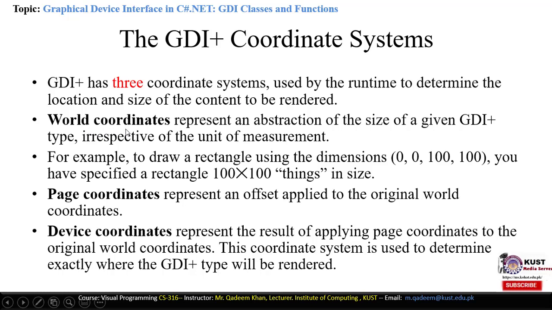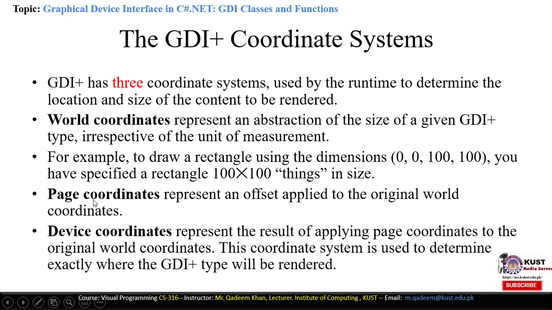First one is called the world coordinate system. The world coordinate system is the abstraction of the size of a given GDI type. The example is this one: the world coordinates represent drawing a rectangle with the dimension 0, 0, 100, 100. So the first point is 0, 0, that is the start of the screen, and 100, 100 is 100 on the x-axis, 100 on the y-axis. For example, this point will be 100, 100. So from here up to here, the rectangle will be plotted here.